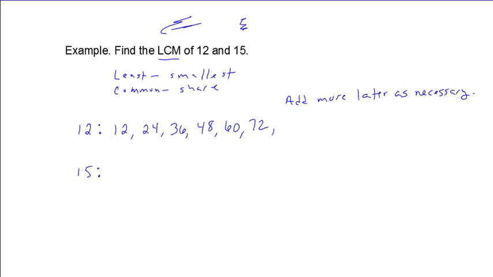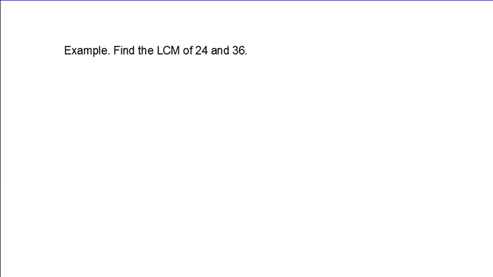So the multiples of 15, and I'm going to list until I find one that I already see. 15 times 1 is 15. 15 times 2 is 30. 15 times 3 is 45. 15 times 4 is 60. Ding, ding, ding. There it is. The least common multiple between 12 and 15 is equal to 60. If we were working with fractions, that would be my least common denominator. So I'm going to flip the screen forward one, and here is an example for you to do. So why don't you push pause on the screen and give this one a try.